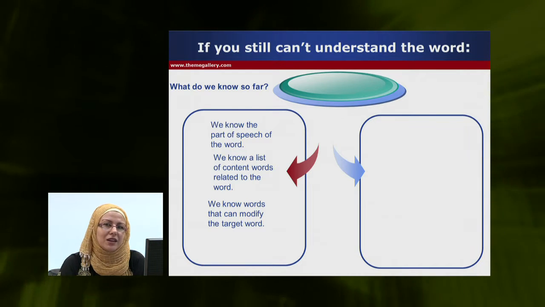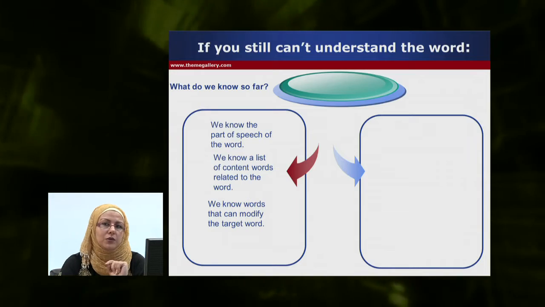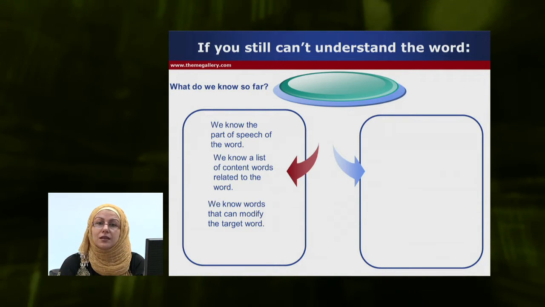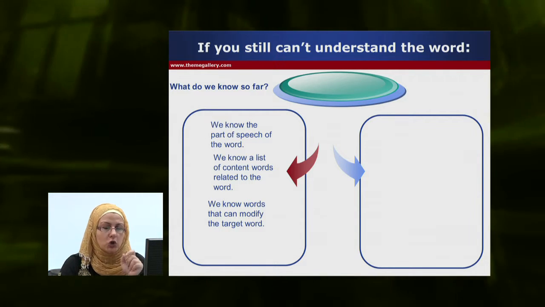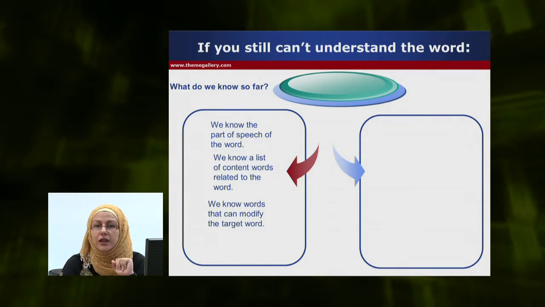Words that can modify the target word, like if we have an adjective and the target word is a noun, then the adjective modifies the noun. And if we study that kind of modification, then it will help us find out the meaning of that noun. If the target word is a verb, for example, an adverb in the sentence can modify that verb. So if you make good use of it, if you have a close look at it, think well about it, it might be a guiding word to the meaning of that target word. That's what we have so far.